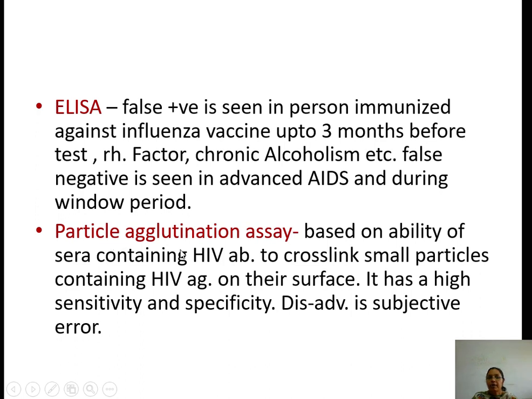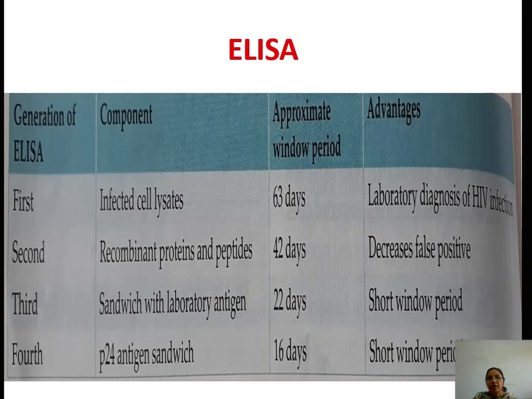Now, the particle agglutination assay is based on the ability of sera containing the HIV antibody to cross-link small particles containing HIV antigen on their surface. It has high sensitivity and specificity because we directly visualize the reaction. The disadvantage is that there is subjective error. Now, ELISA can be categorized as first, second, third and fourth generation, and the third and fourth generation are very important for the short window periods.